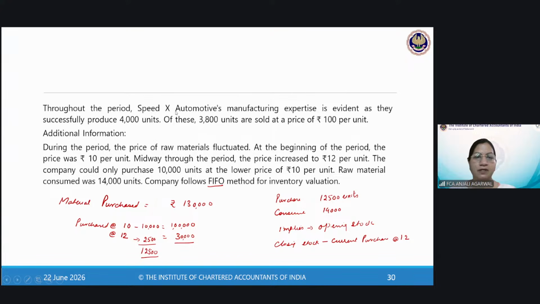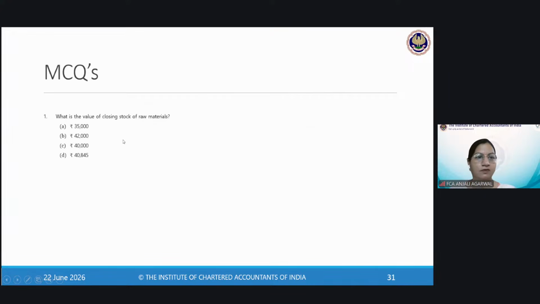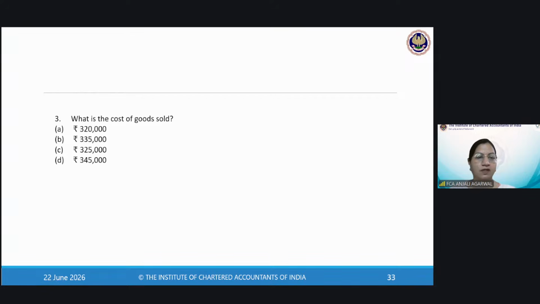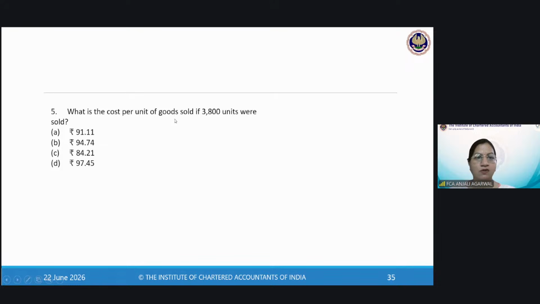Throughout this period, manufacturing expertise is evident. They successfully produced 4,000 units, 3,800 sold at 100. So first thing that is asked is what is the value of closing stock of raw material? Second, what is the cost of production? Third, what is the cost of goods sold? What is the cost of sales? And what is the cost per unit of goods sold if 3,800 units were sold?